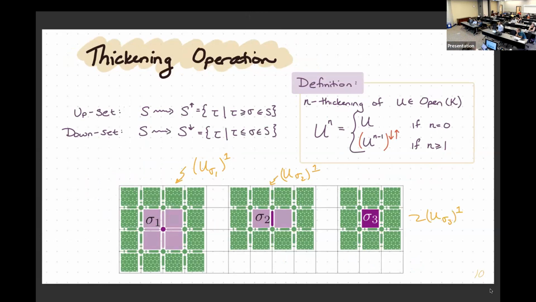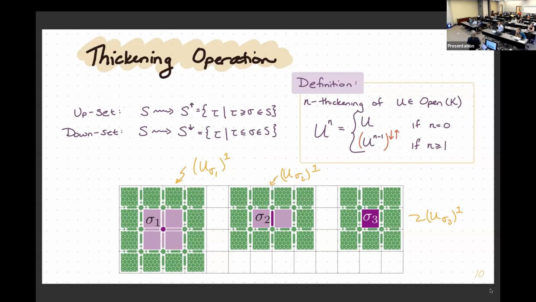All right, now, if you're going to do an interleaving distance, you need some sort of thickening or smoothing operation. And so in this case, what we're going to do is essentially a discretized thickening just in this fixed grid place, right? So I'm going to define the n thickening of an open set as follows. So I can take the up set of a set and I can take the down set of a set, right? That just means take everything who's upper adjacent or take everything who's lower adjacent from you.